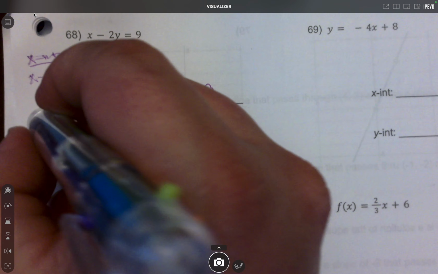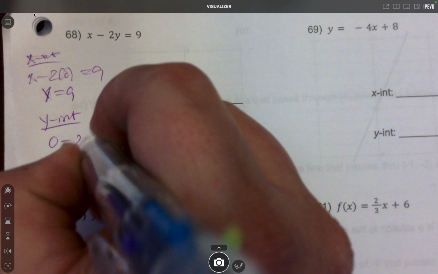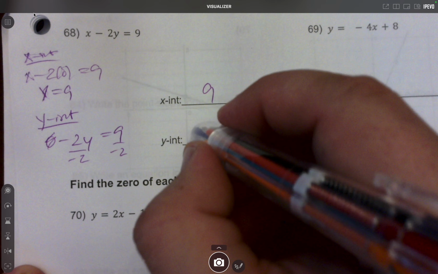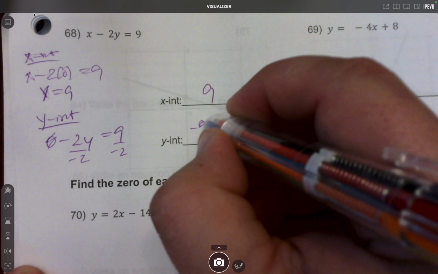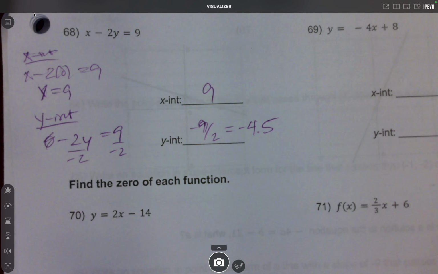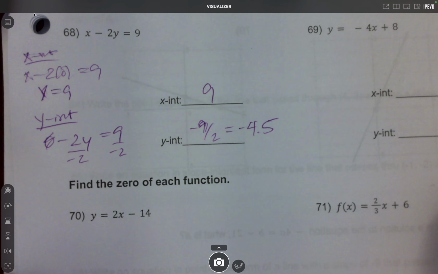For the y-intercept, we plug in 0 for x. So that 0 disappears. We divide both sides by negative 2. And you can say negative 9/2, that's fine. We can say negative 4.5. And on these questions, it's completely fine to just leave the answers as numbers like this.